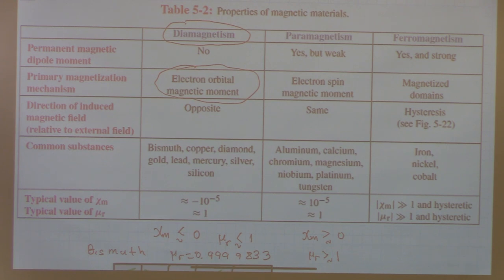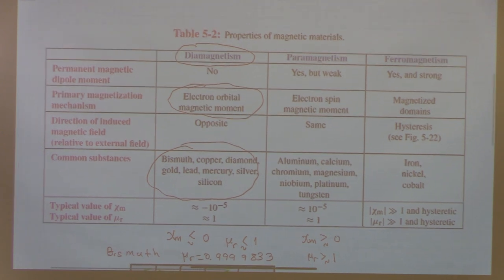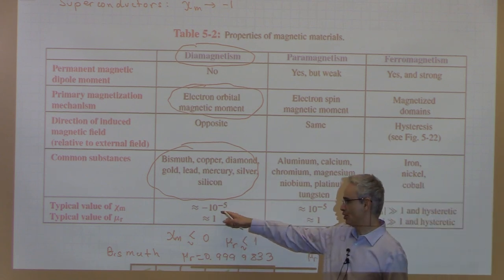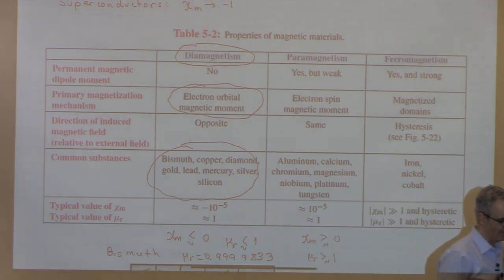Before I move on, I just wanted to say about the first category here, that superconductors, media with very high conductivity, tend to exhibit a chi sub m that is actually equal to minus 1. So I should actually add this here, because it's one of the things that we will see. Superconductors exhibit a chi sub m that tends to minus 1. We call them perfect diamagnetic media. So it's not just minus 10 to minus something, but minus 1.